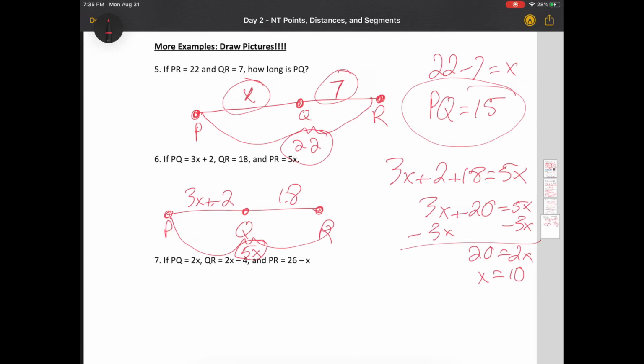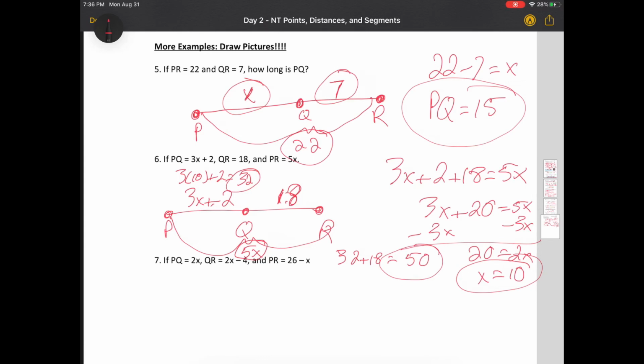So now it asks us to find PQ here. So let's take our x and plug it back in. So if I plug it back in, I do 3 times 10 plus 2, which is equal to 32. So my missing segment was 32. I had this piece here was 18. So if I add those together, my entire segment had a measurement of 50.